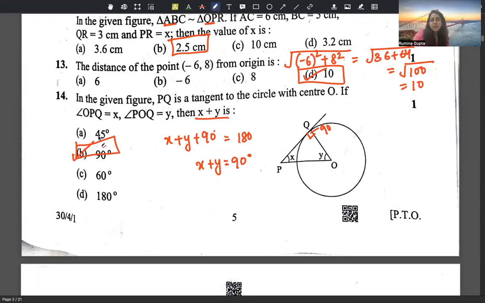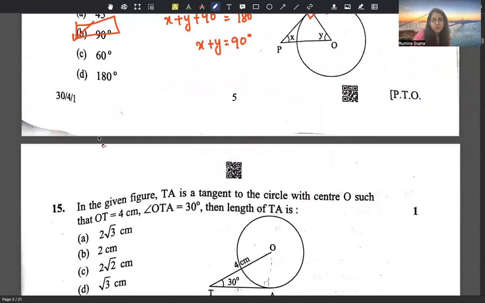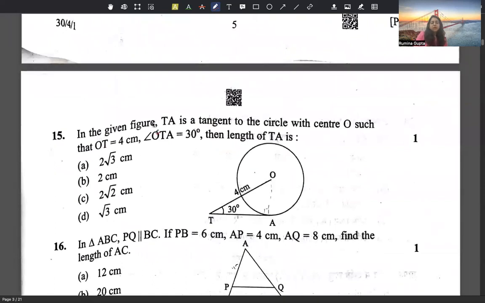Clear to all? It was genuinely a simple question. So in a given figure, TA is a tangent to a circle with center O such that OT is 4. Angle OTA is 30 degree and you just have to find this length TA. Beta, it was very clear that I don't have two sides, I have one angle and one side, so obviously the trigonometric ratio had to be used here. So that is cos 30. Why did we use cos 30?